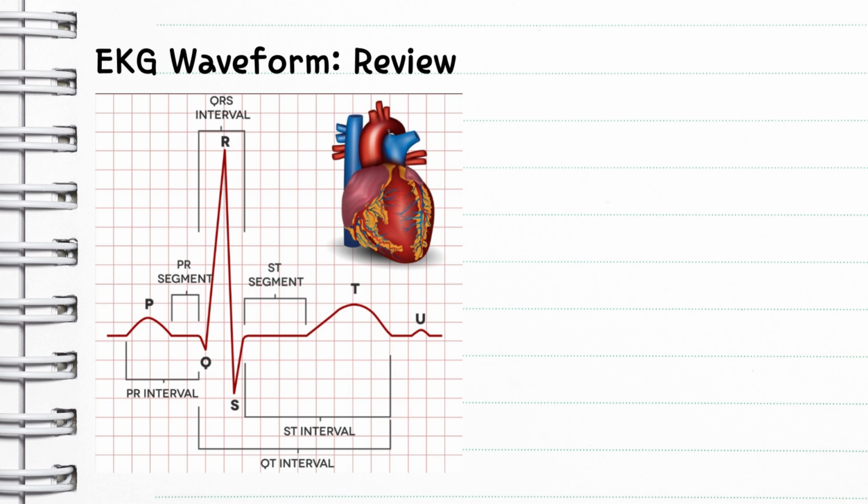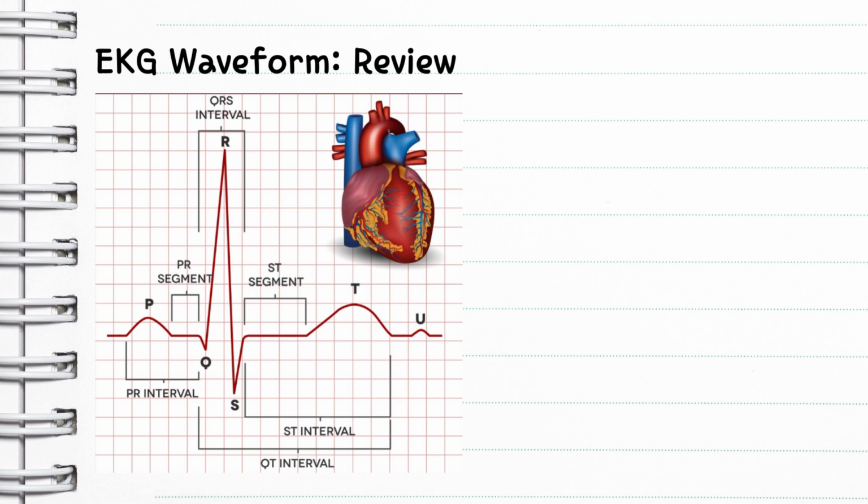So the QRS complex represents ventricular depolarization, or the squeeze of the ventricles, okay? This is typically the most prominent, biggest part of the whole entire waveform. The shape and width of the QRS complex can provide important information about how the electrical impulses are traveling through the ventricles.